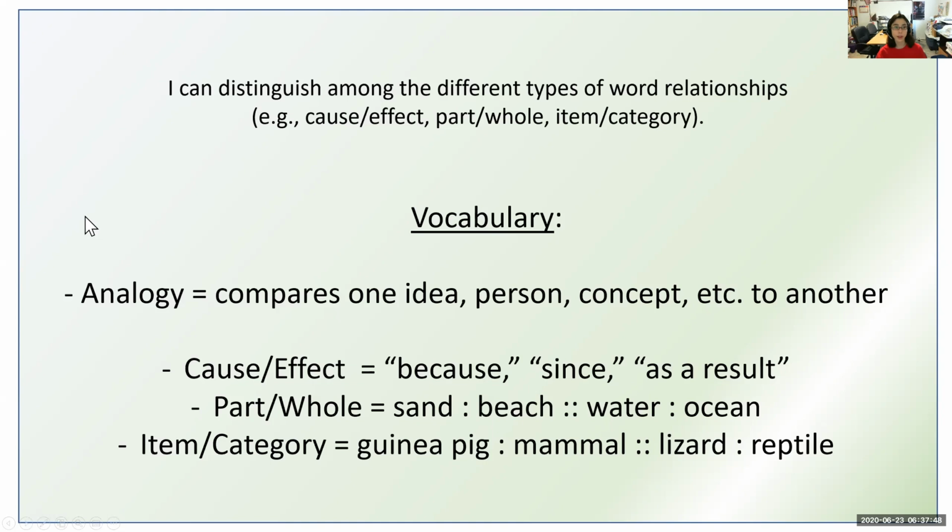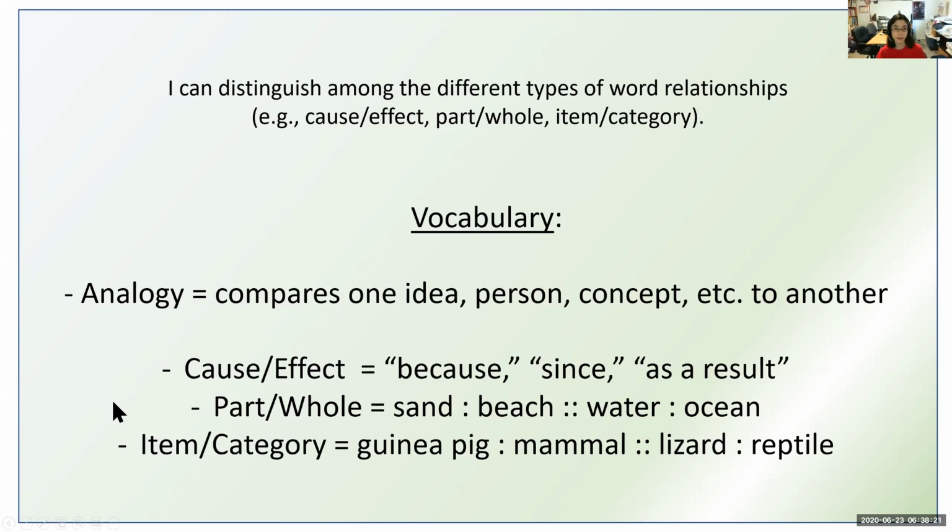Okay, so for our vocabulary, our first word is analogy, because all 3 of these are kind of like analogies. And an analogy compares one idea, person, concept, etc. to another. So basically, an analogy is a comparison. So our first analogy is the cause effect. And so it's kind of because of something, this happened. Or since this happened, that happened as a result. That kind of thing. That's a cause effect.